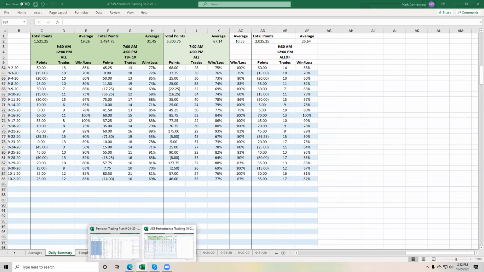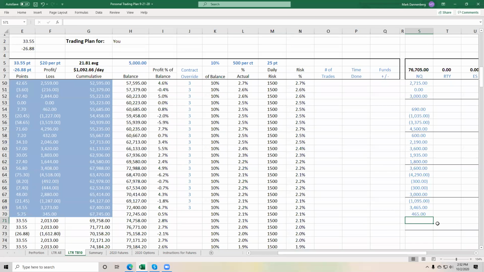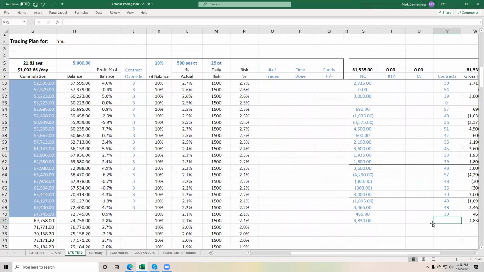I'm going to jump back to our personal trading plan, and we're going to enter 80.5. 80.5 times $20 a point is $1,610. In this version of our forecast, we've also scaled up to 3 contracts. So that's a total of $4,830 of profit. And we did 21 trades. So that's 63 contracts that we would have traded yesterday.